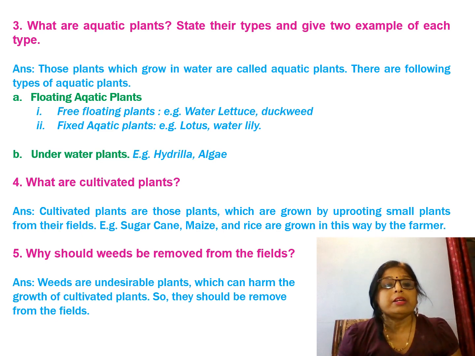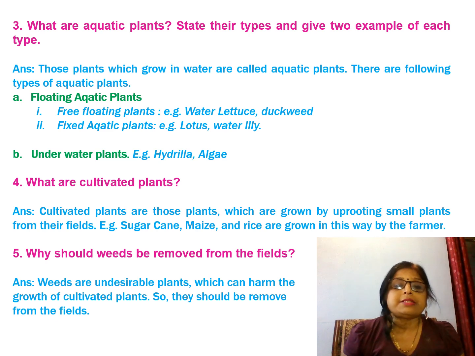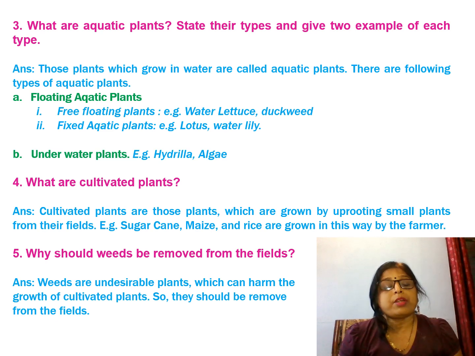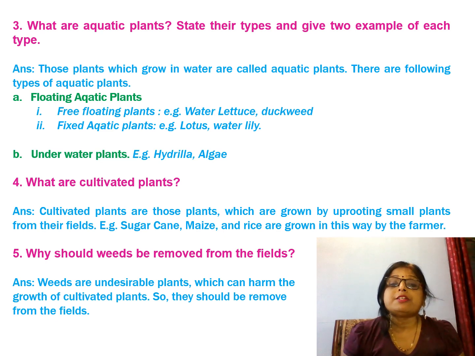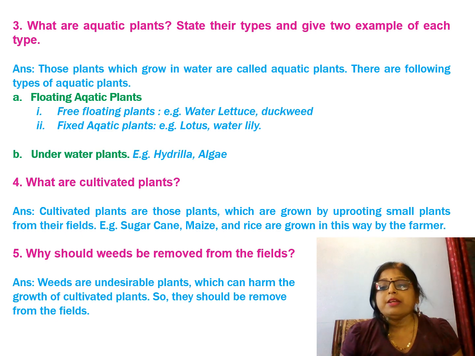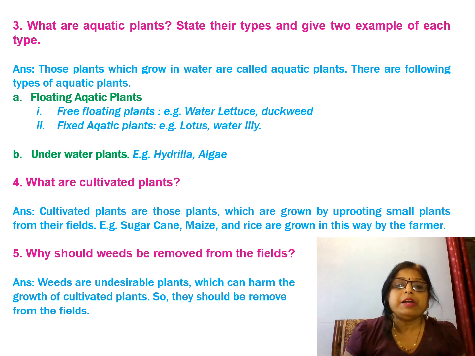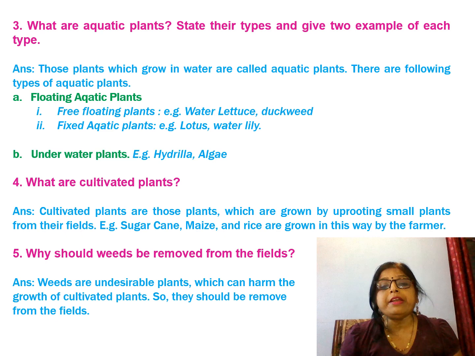Next question. I think all of you are understanding the question answers. Next question. What are cultivated plants? Cultivated plants are those plants which are grown by uprooting small plants from their fields. Examples, sugarcane, maize and rice are grown in this way by the farmer.